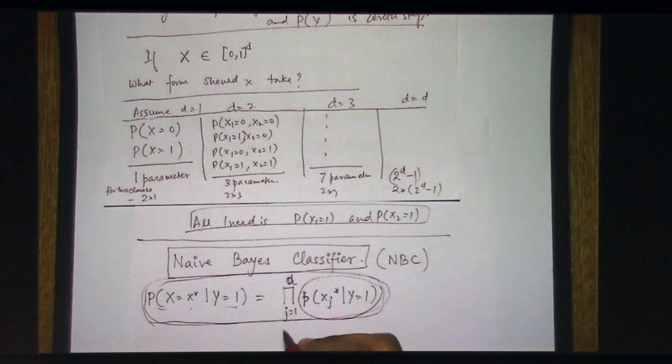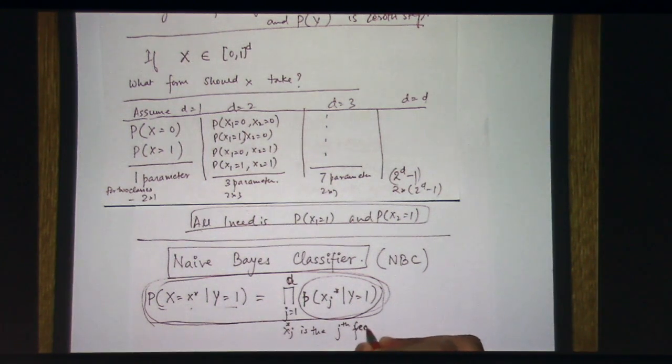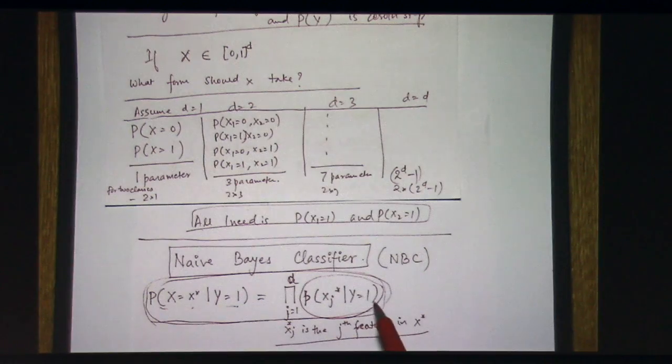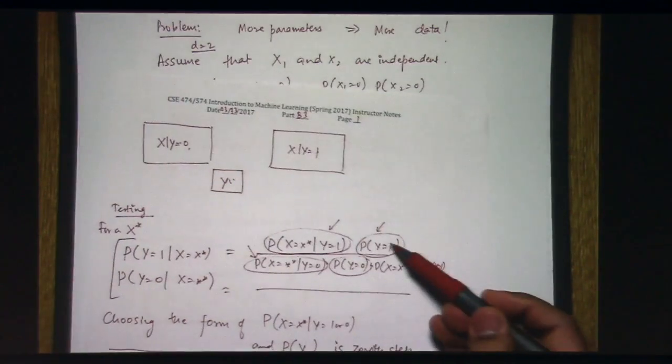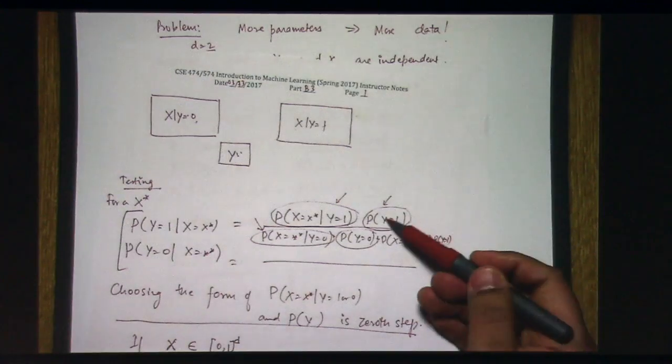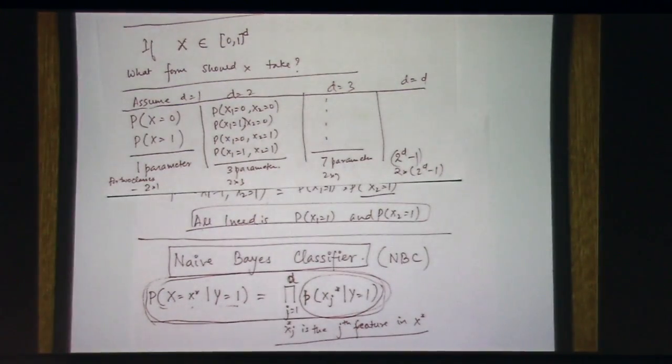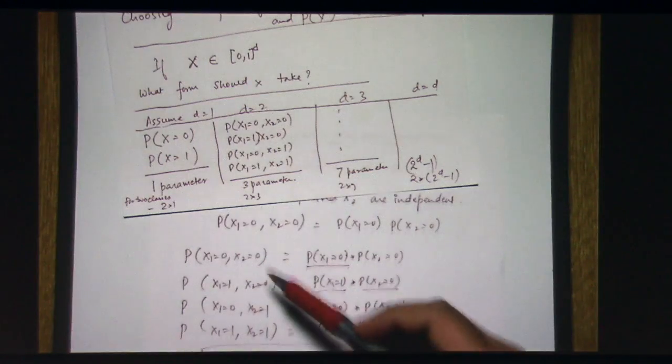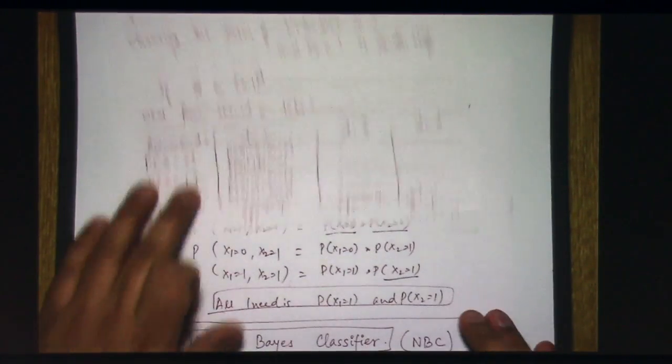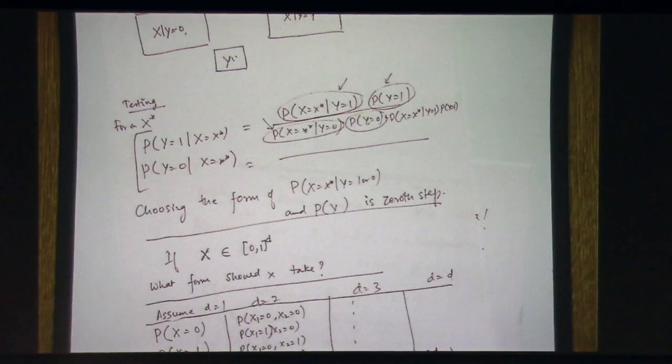So this x star j is the jth feature in the x star vector, right? So now we need to compute this, and of course we had to compute the prior on y, right? So this and these. If we can do that, that's it. Now we can apply our naive Bayes and get a probability for every new instance, which are these. All right? Any questions so far?